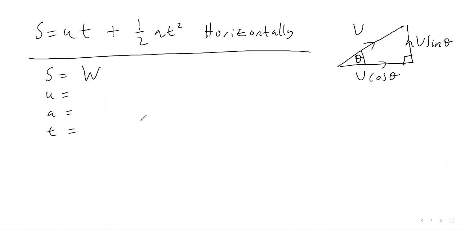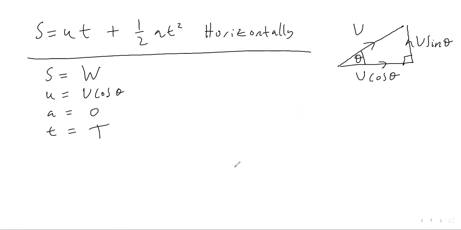So capital W. Now our initial speed is going to be u. So our initial speed horizontally is going to be u cos theta. Now acceleration in the horizontal direction is always 0. So there's no acceleration horizontally. With these projectile questions, we never have horizontal acceleration. And the time, I'm just going to call that capital T.